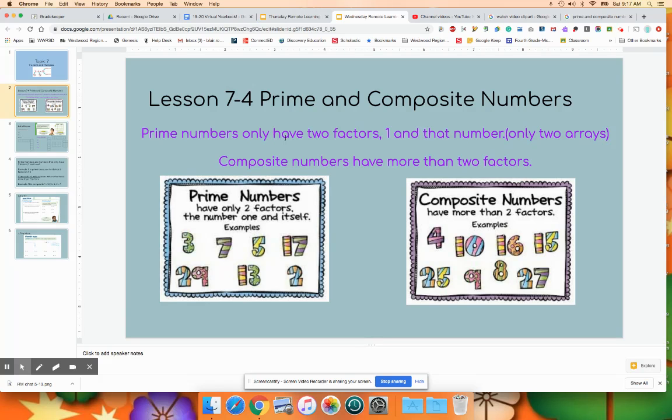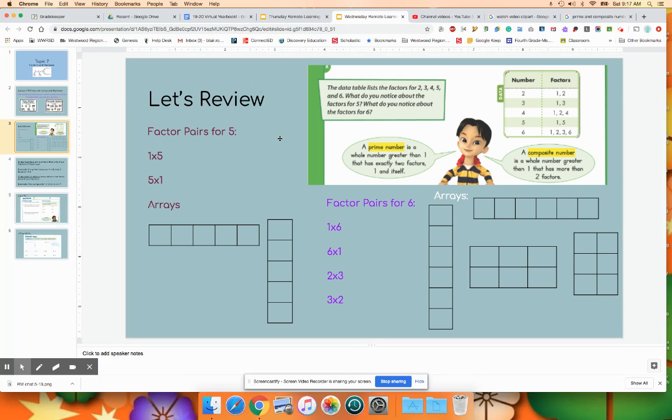Using your knowledge of listing factors and your multiplication facts will really help you today. And also, when we get to larger numbers, you're going to have to use a little bit of reasoning. So let's just review, and it's good to go back and look at the arrays to help build the foundation of prime and composite.